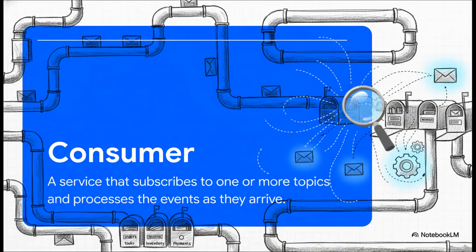Okay, so we have the senders, the producers, and the mailroom is organized into topics. Now we need the receivers, right? In the Kafka world, we call these consumers.